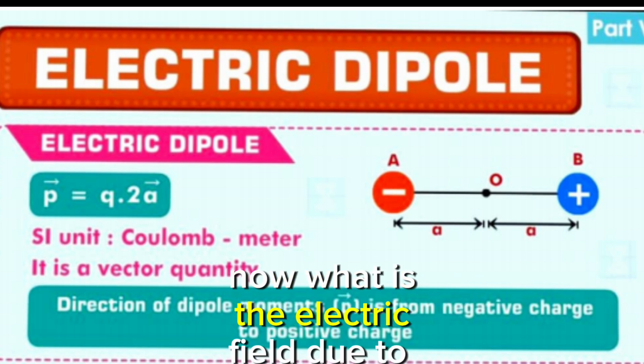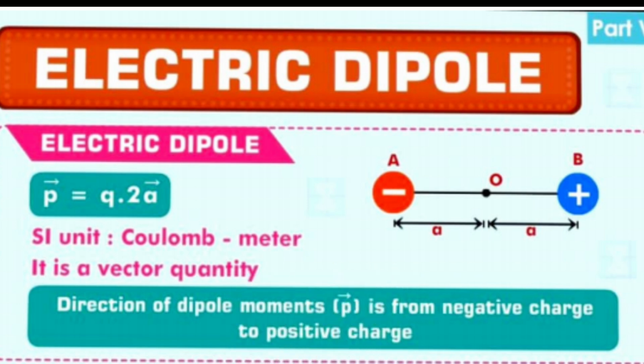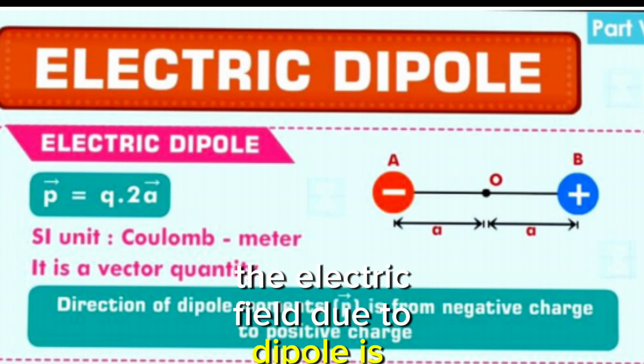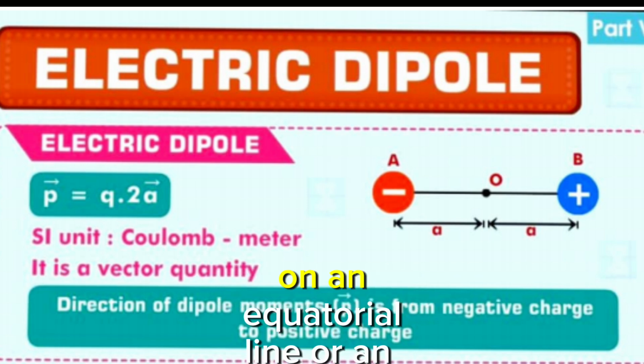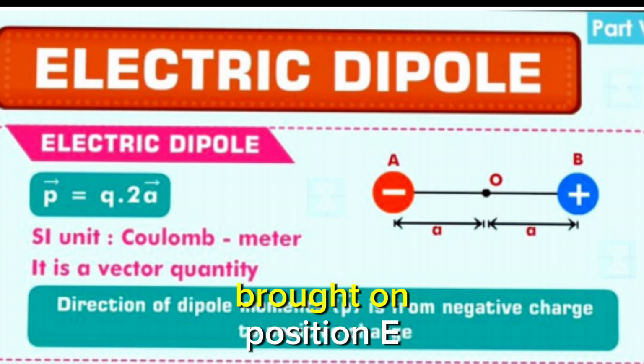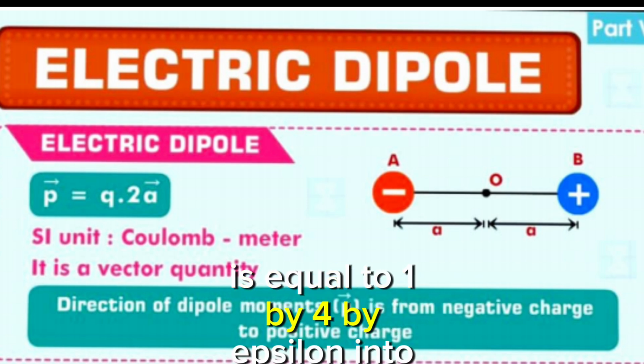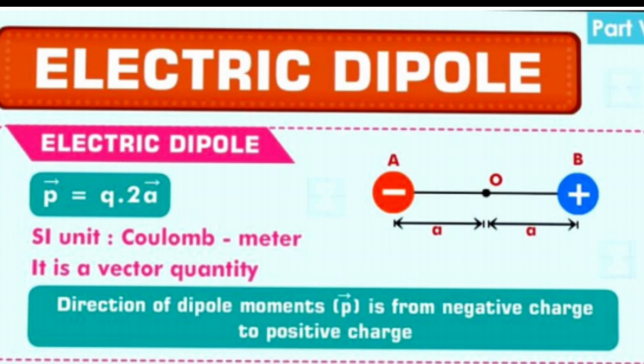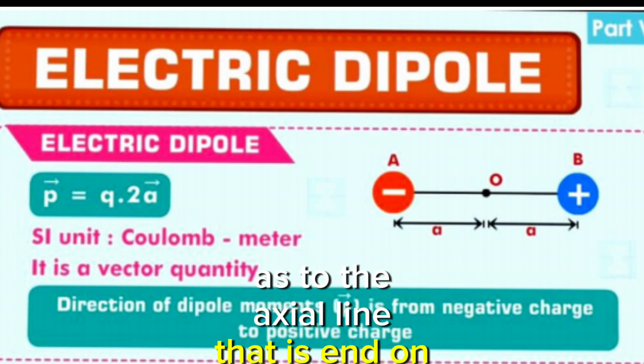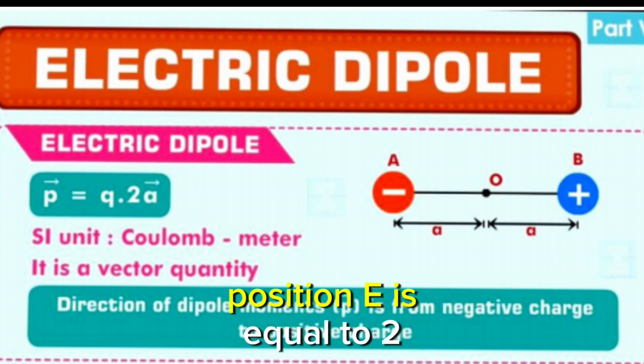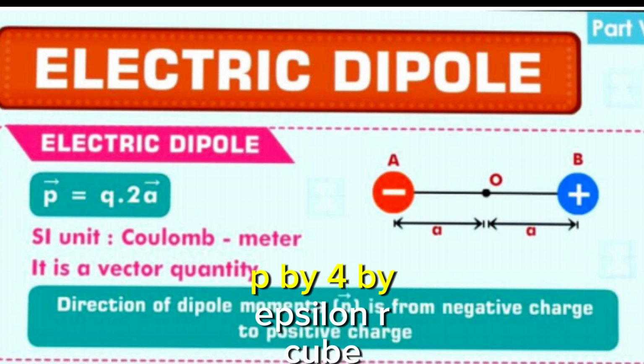Now what is the electric field due to a dipole? The electric field due to a dipole depends on two things: on an equatorial line or an axial line. On the equatorial line, that is broad-on position, E is equal to 1 by 4 pi epsilon into P by r cube. As for the axial line, that is end-on position, E is equal to 2P by 4 pi epsilon r cube.